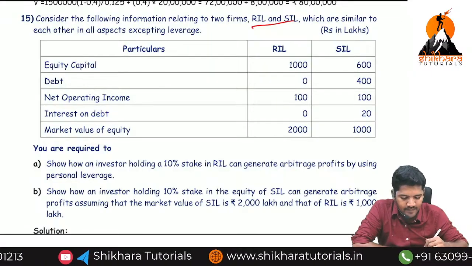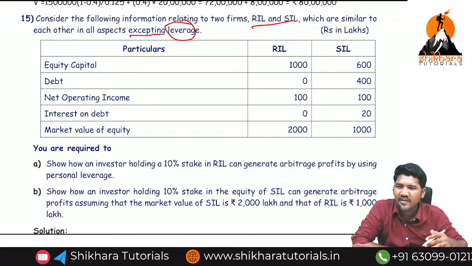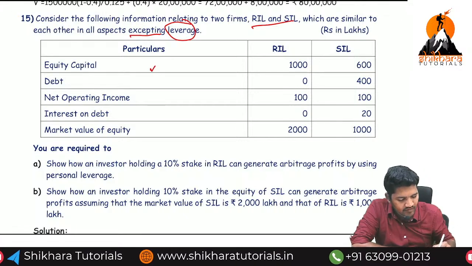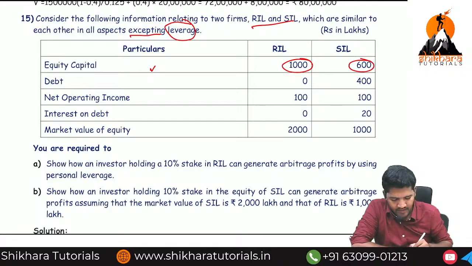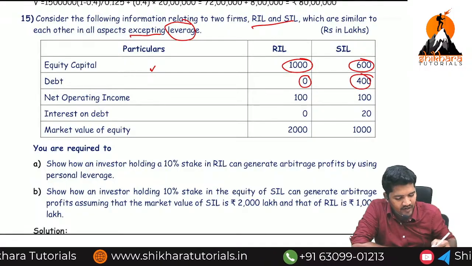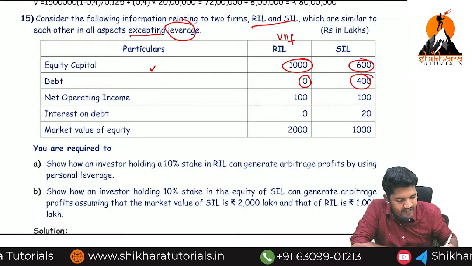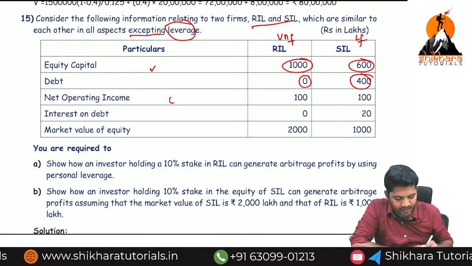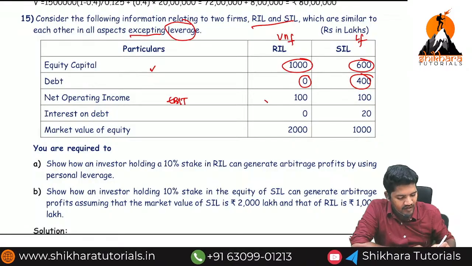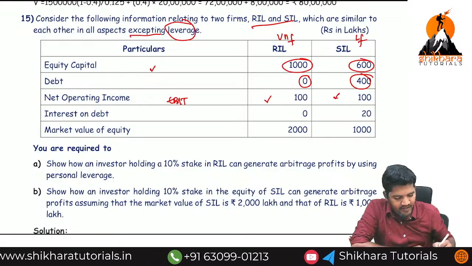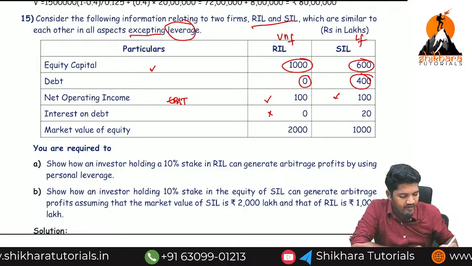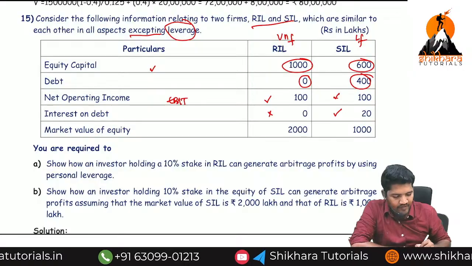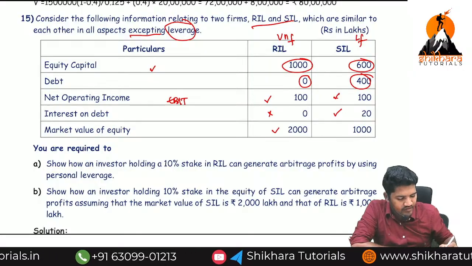Now see, consider the following information relating to two firms, RIL and SIL, which are similar to each other in all aspects except that one is levered and the other is unlevered. Equity capital is 1600 for one and 0 debt; the other has 400. One is an unlevered firm, the other is a levered firm. Now net operating income, can I take it as EBIT? 100. Interest on debt: because of equity there is no interest, because of equity plus debt there is interest. Next, market value of equity 2000.